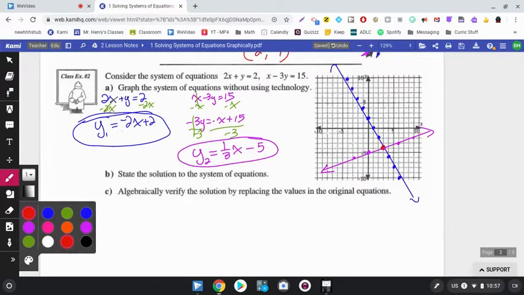I can actually already see my point of intersection. It's right here. That is the point that satisfies both equations. Okay. And that point is 3, negative 4, and I state it as a coordinate pair.